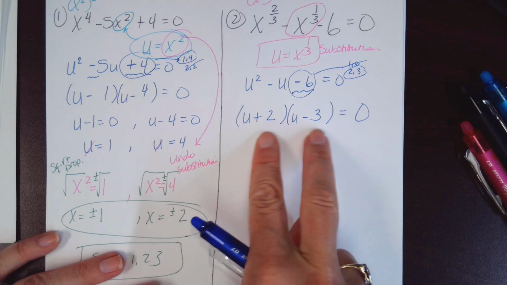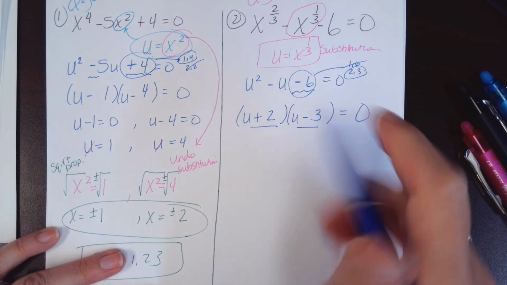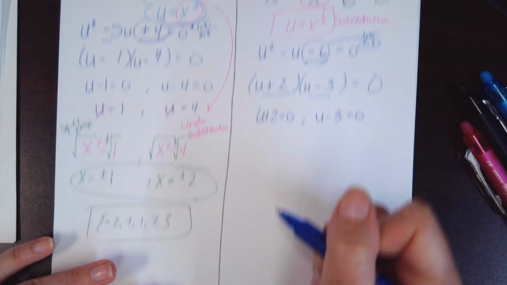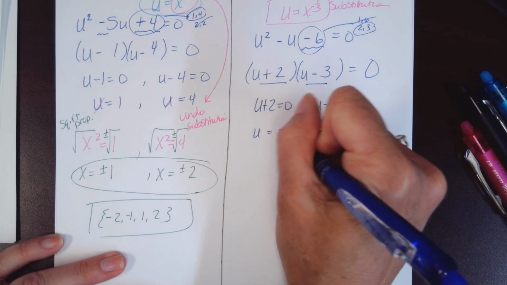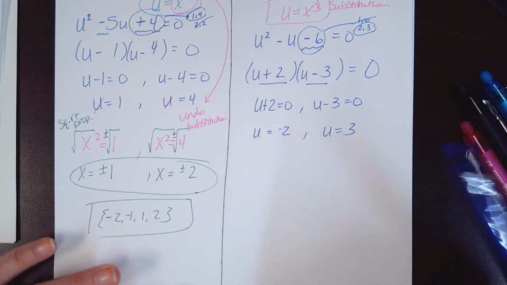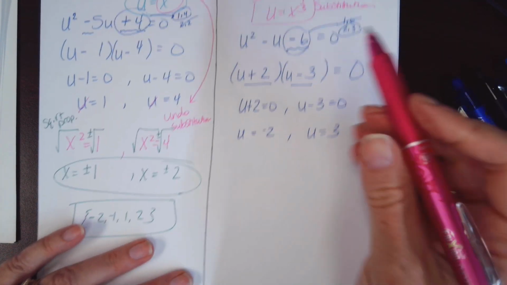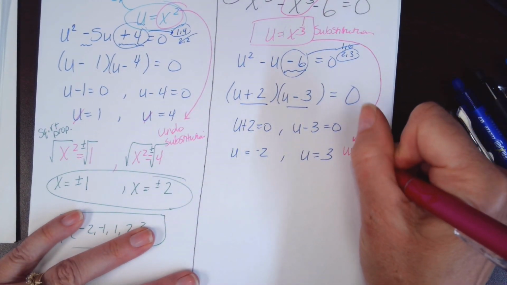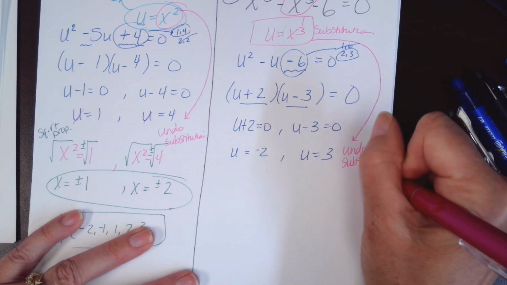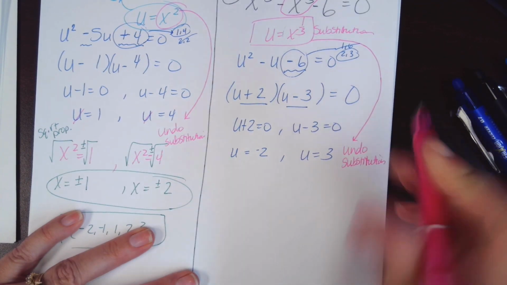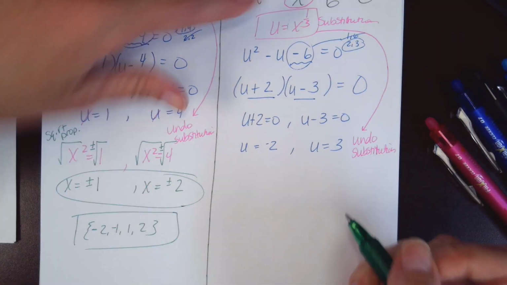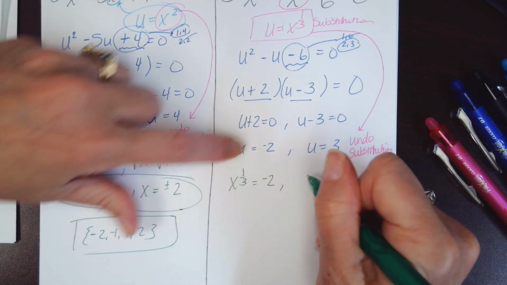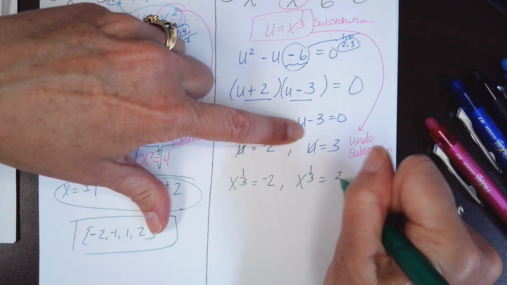Zero factor property. If I'm multiplying these two factors together and getting 0, then I set them each equal to 0 to see what would make that happen. I get proposed solutions: u equals -2, u equals +3, but I'm not done. My original function was not in terms of u, so I need to come down here and undo that substitution. My substitution was x to the 1/3. x to the 1/3 equals -2. x to the 1/3 equals 3.